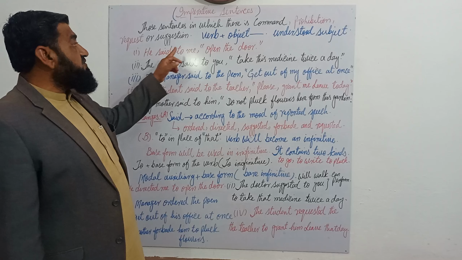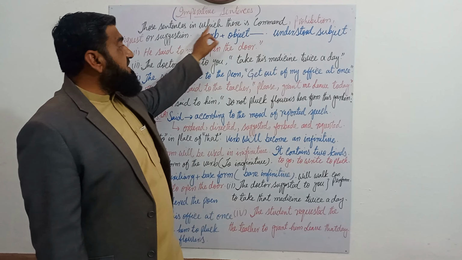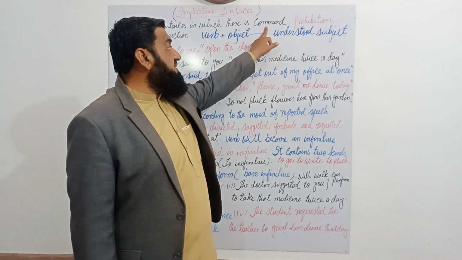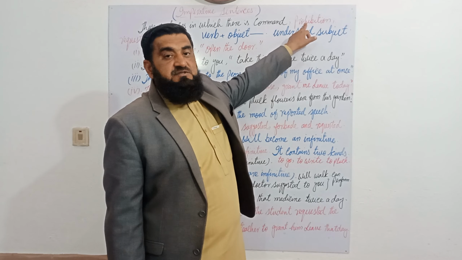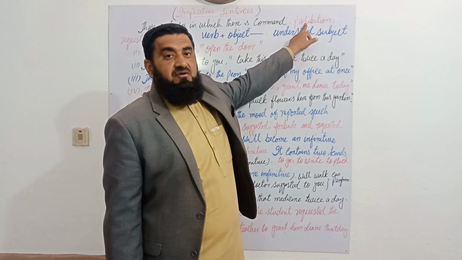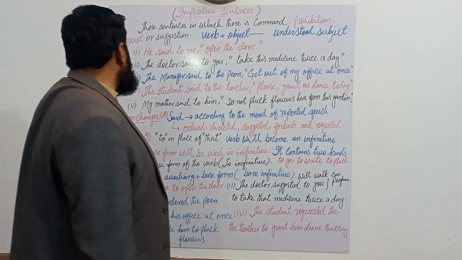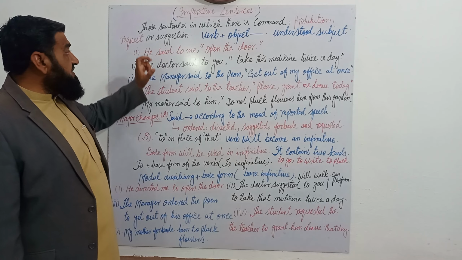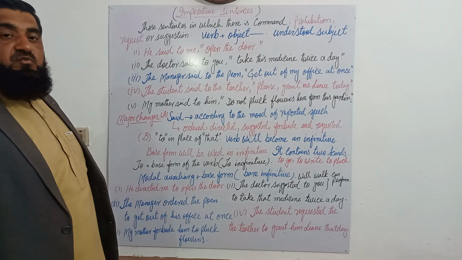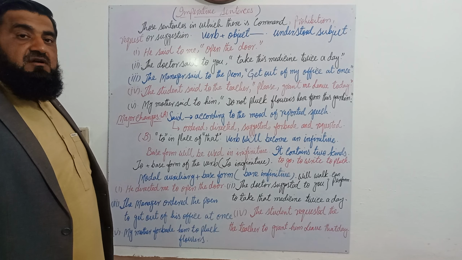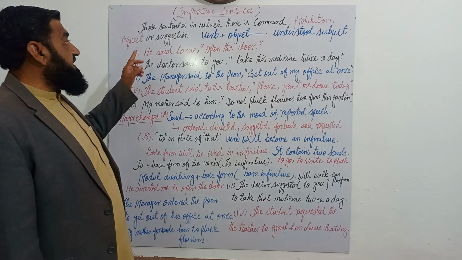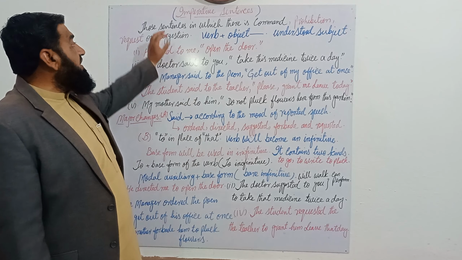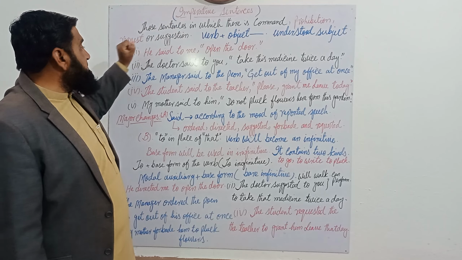Imperative sentences are those sentences in which there is command, in which there is order, in which there is prohibition, that is forbade, in which there is request or there is suggestion. When there is suggestion, command, request, forbade, and order, such like sentences we will call imperative sentences.